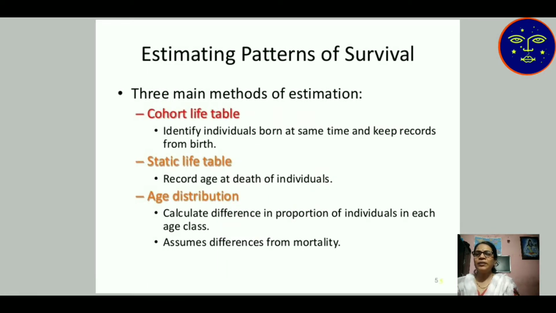Then estimating patterns of survival. There are three main methods of estimation. The cohort life table identifies the individuals born at the same time and keeps records from birth. Then the static life table records the age at death of individuals, known as a static life table. And age distribution calculates differences in the proportion of individuals in each age class, assuming differences come from mortality.